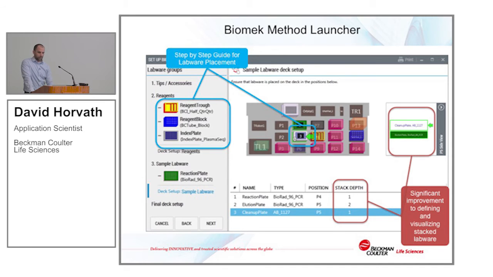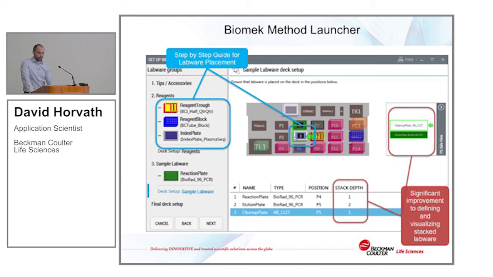In this particular example, we have three groups. We have a tips and accessories group, we have a reagents group with some specific labware that's listed, and we also have a third group of sample labware. Each group will be executed in sequence. You just click through the next button, and it'll take you step by step through those groups and then through each piece of labware, if there are specific instructions within a group for how to handle filling a plate or something of that nature.